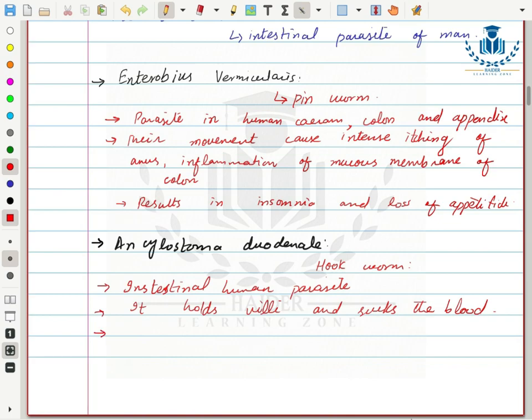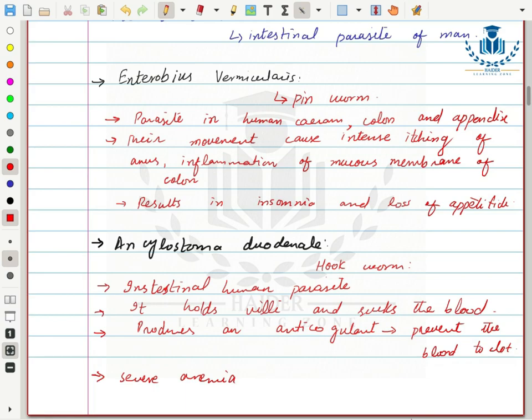Along with sucking the blood, it also produces an anticoagulant. That anticoagulant prevents the blood from clotting, so the blood flow continues, and ultimately the patient suffers a shortage of blood and becomes anemic. It causes severe anemia and also retards the physical and mental growth of the victim.